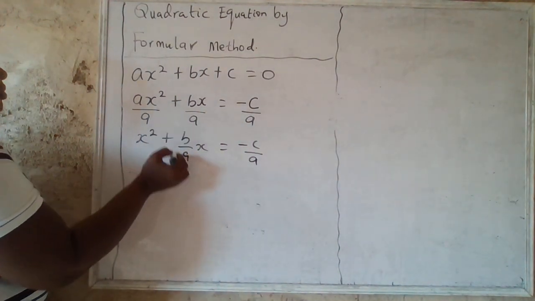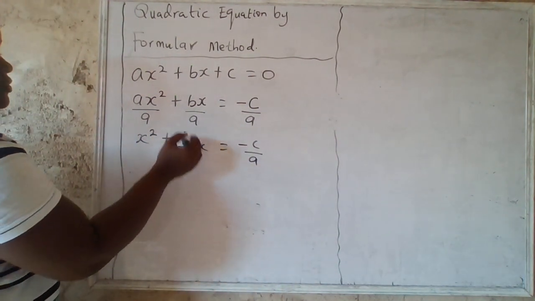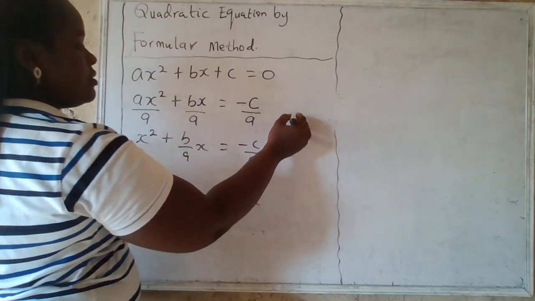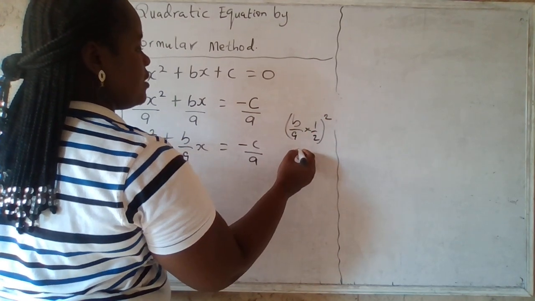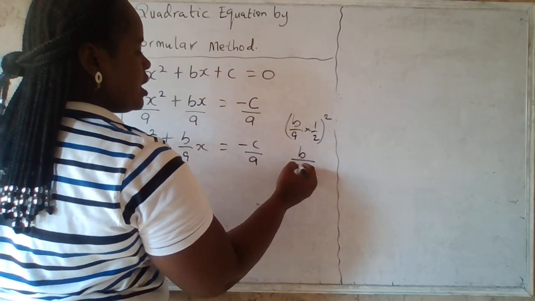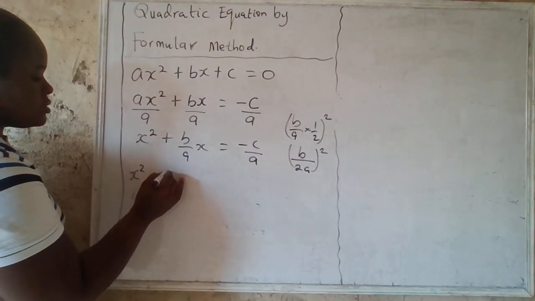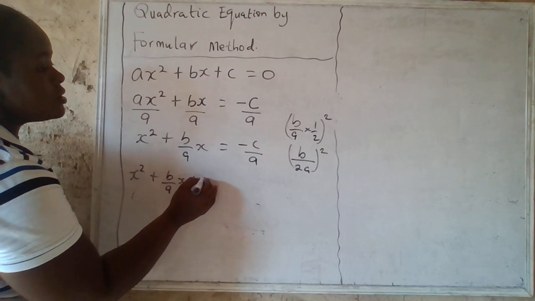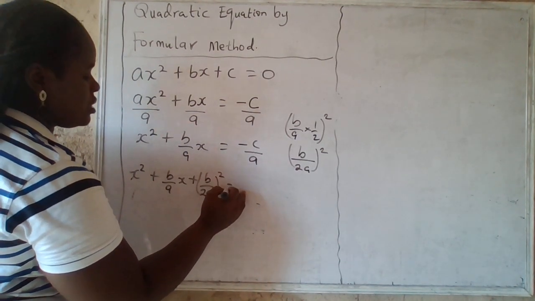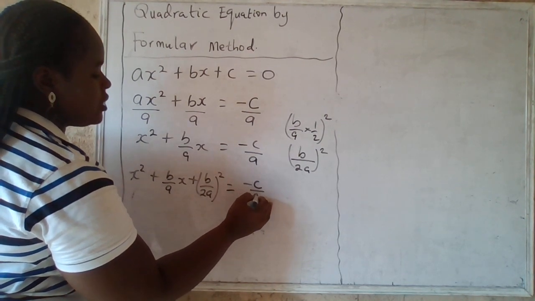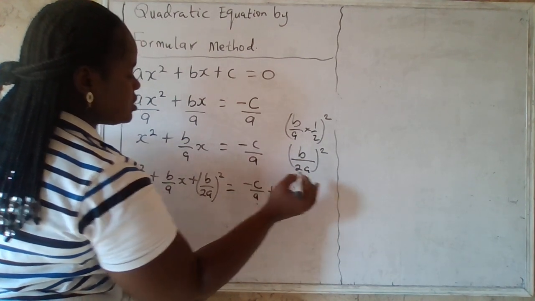In completing the square, we look at the coefficient of x, take half of it and square it. So we are having b over a, half of it, square of it. So we are having b over 2a all squared. So we are having x squared plus b over a x plus b over 2a all squared equal to minus c over a plus b over 2a all squared.